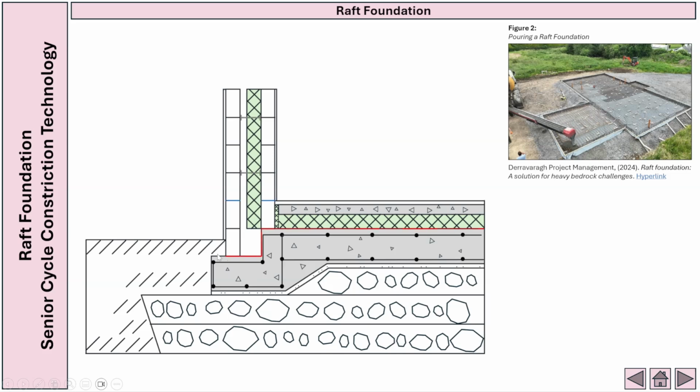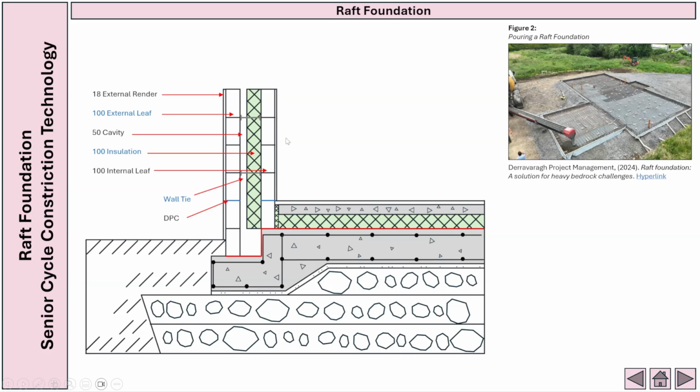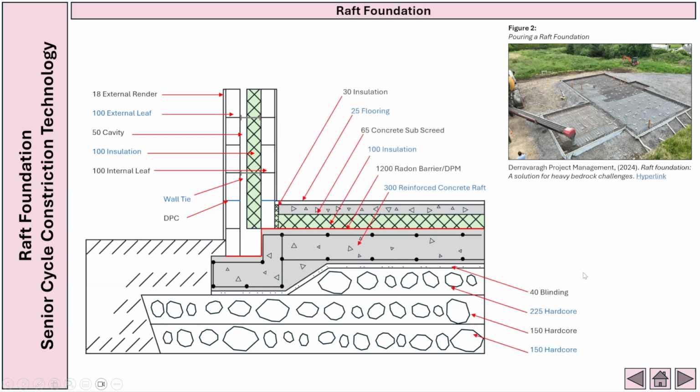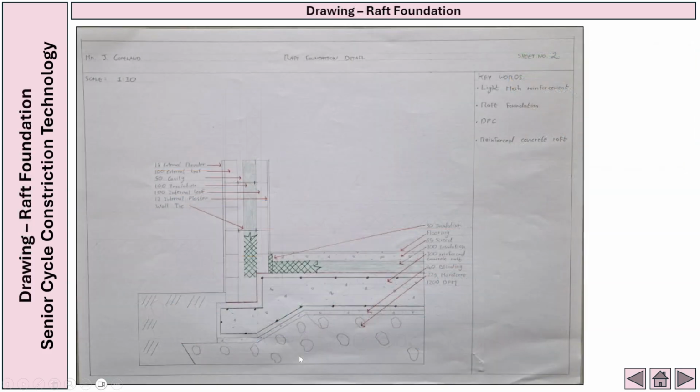The next thing, we're going to put in our damp-proof membrane or our radon barrier. And we discussed from the last video that the purpose of the radon barrier is to prevent any radon gases that generate within the ground from penetrating up into the dwelling. We also have our damp-proof course here, our DPC, which prevents capillary action. And we also have our wall ties here connecting and reinforcing the external leaf and the internal leaf. Next, you're just going to label all of the features of the raft foundation. Once that's done, that completes the raft foundation.